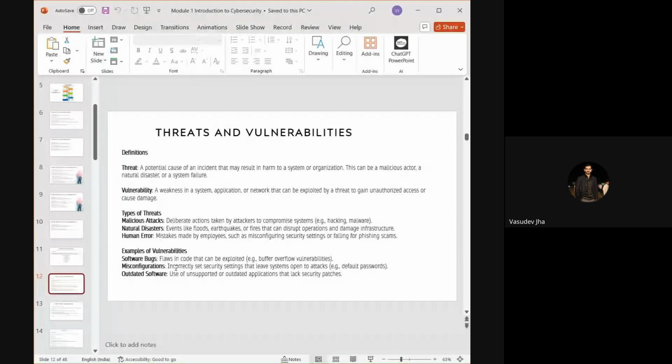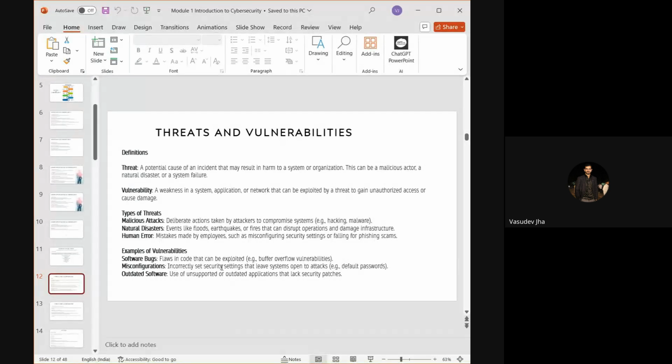And lastly we have human error. As we all are humans, we have some limitations, that we can make errors. No matter how skillful you are, there is a high chance that we can make an error, although we are humans.